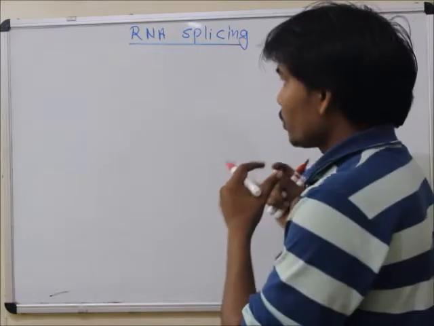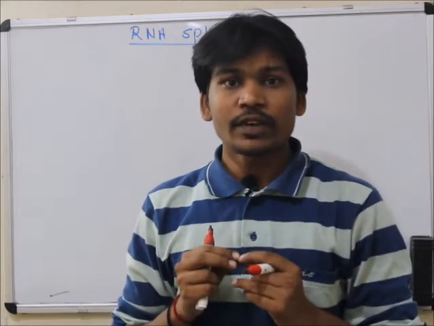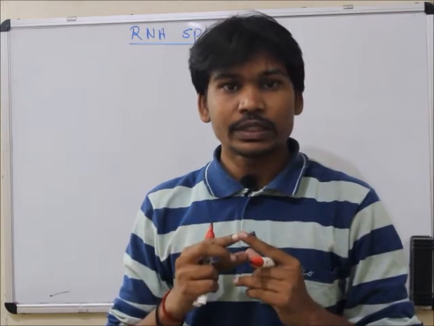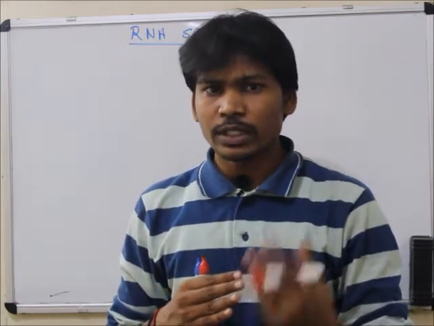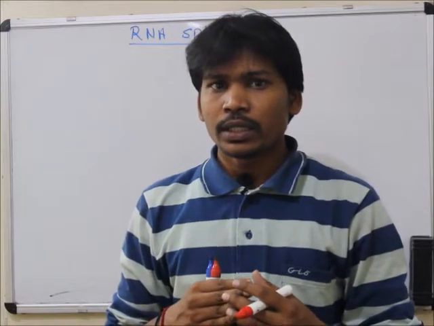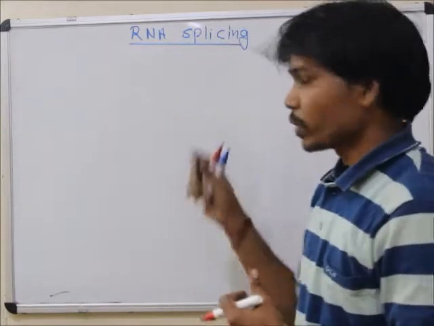You know that in eukaryotes, pre-mRNA contains introns as well as exons, but there is no need for introns. Only the coding sequence, the exons, is required to make proteins. So the removal of the introns is required, and you can see here how the process takes place.